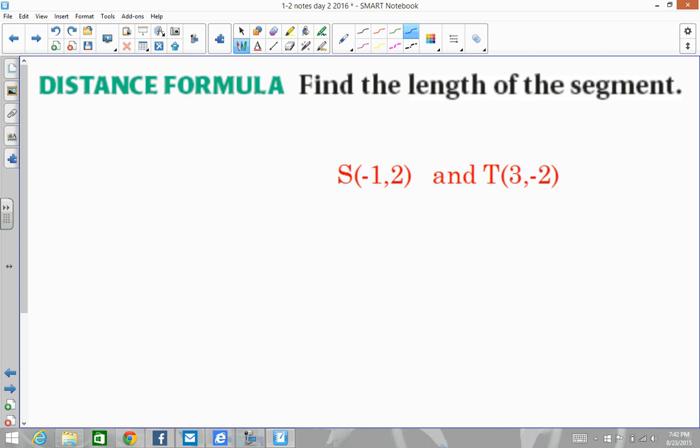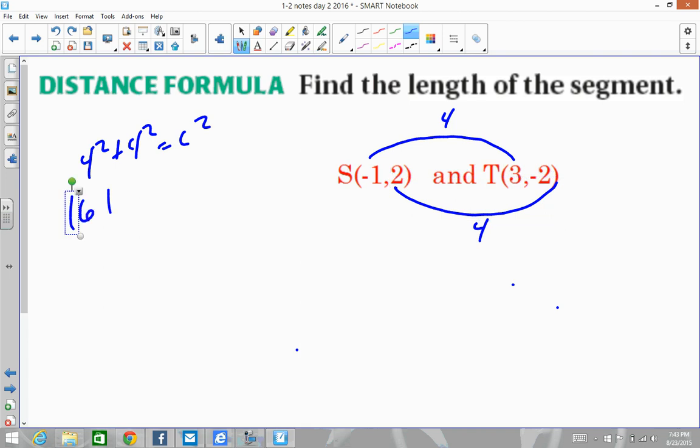Okay, here's a find the length of the segments. So how do I go from a -1 to a 3? Those are the x values on a coordinate plane. And you should be telling me the distance between those is a 4. How do I go from a 2 to a -2? You should be telling me the distance between those is 4. So those are my two numbers for Pythagorean theorem.